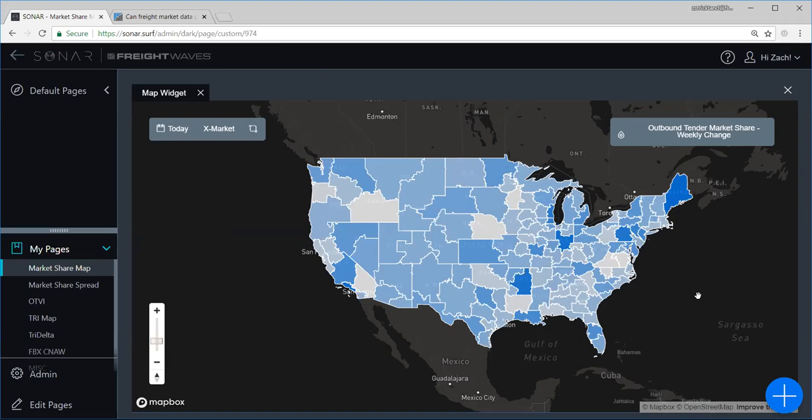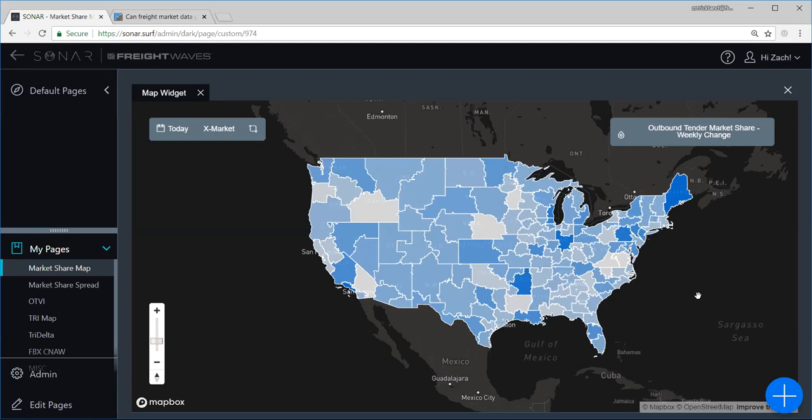Just a reminder, this is not a 101 session. We are going to jump in and show you more how to use SONAR and the different use cases that we've created here that you can go in and look at the regions that you move most frequently from, whether you're a shipper, broker, or carrier.